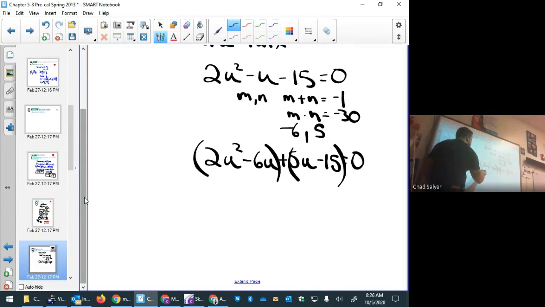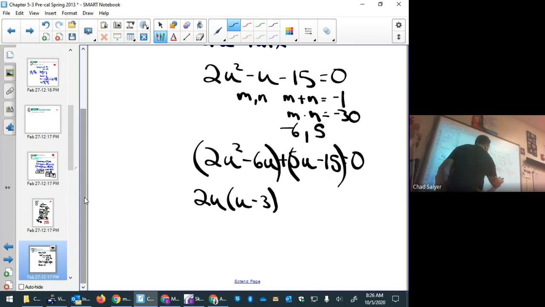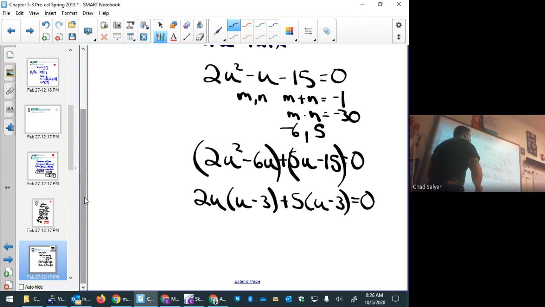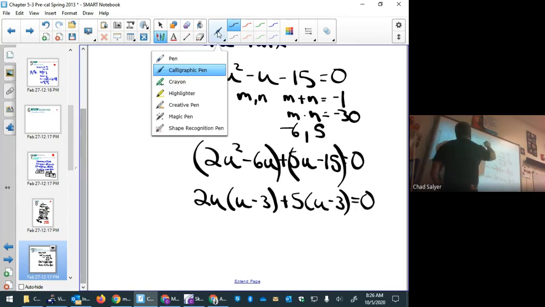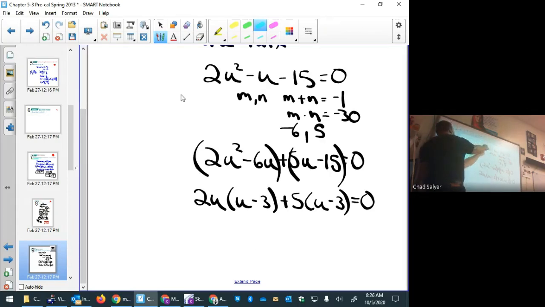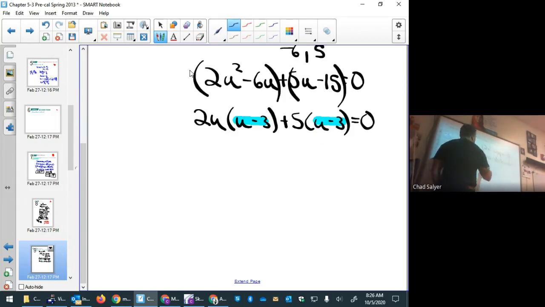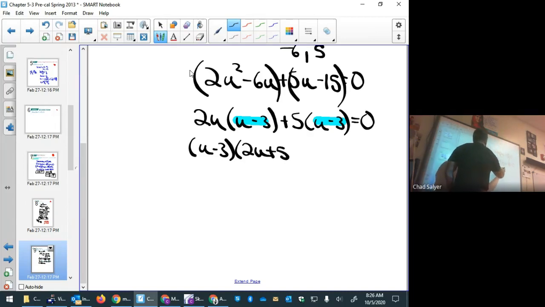Just solving quadratics. You've been doing this since you were in 8th grade, probably. 2u times u minus 3 plus 5 times u minus 3. When you're factoring where the a value is not 1, and you regroup the middle term and factor by parts, it should always be the case that you have a matching binomial term at this point. If you don't, you did something wrong. Because the whole point is, on this next step, that we can factor that out to get this.